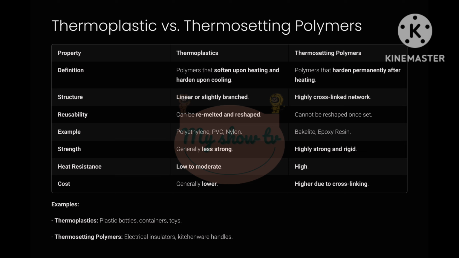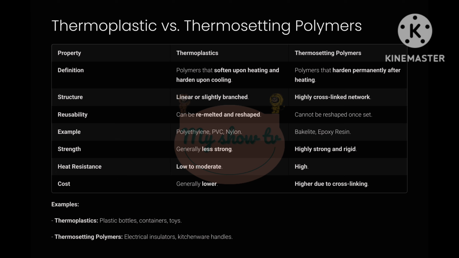Slide 4. Thermoplastic versus thermosetting polymers. 1. Definition. Thermoplastics, polymers that soften upon heating and can be remolded repeatedly. Thermosetting polymers, polymers that harden permanently after initial heating and cannot be reshaped. 2. Structure. Thermoplastics, linear or slightly branched chains, allowing flexibility. Thermosetting, cross-linked, rigid structure, providing strength.